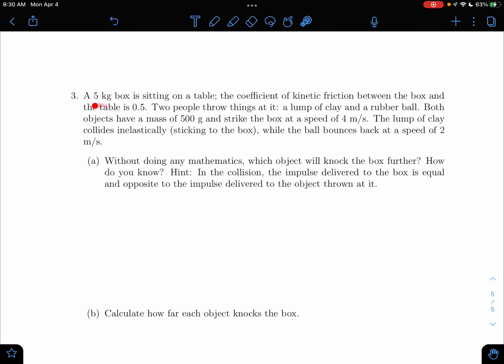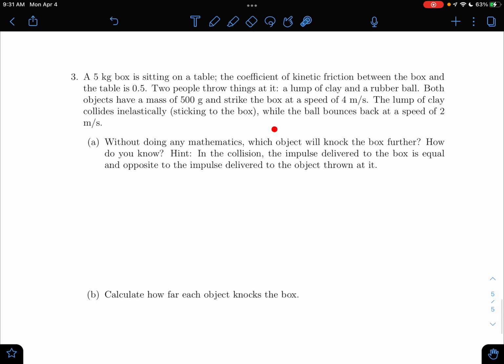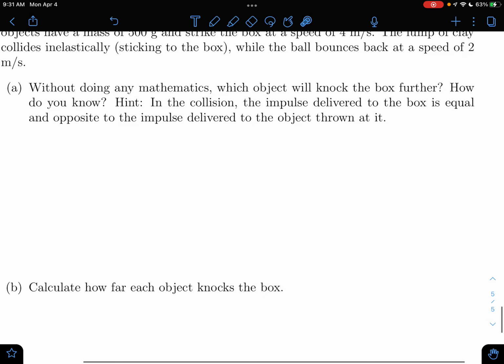We have a 5 kilogram box on a table with a given coefficient of friction, and we're throwing things at it. We throw a lump of clay and we throw a rubber ball. There are two separate situations. Both have a mass of 500 grams and they both strike with the same speed. But they do different things. The lump of clay sticks to the box while the ball bounces off of the box. So you have to think about what is going to knock the box further.